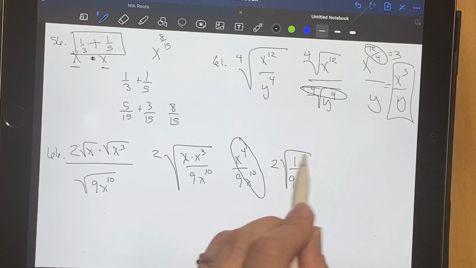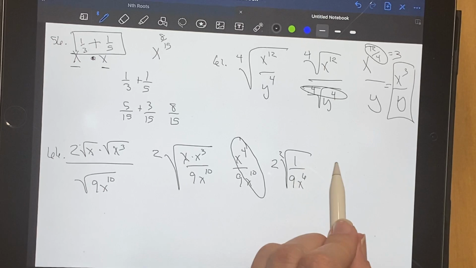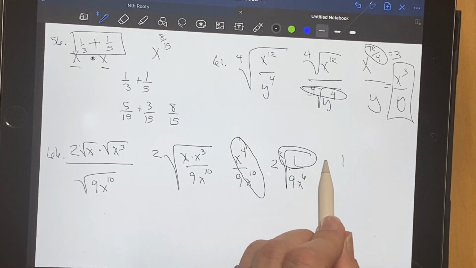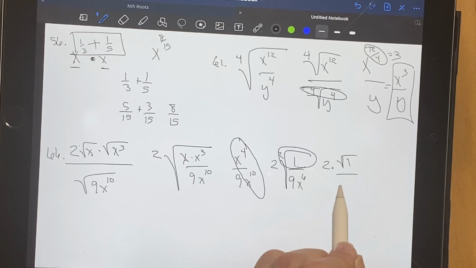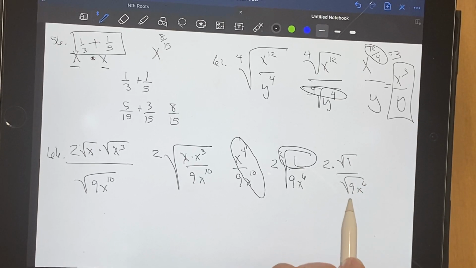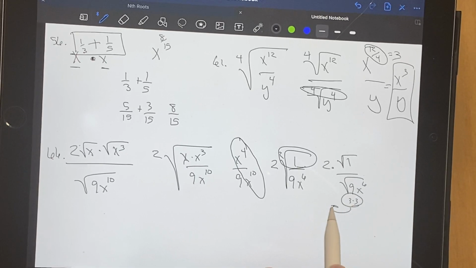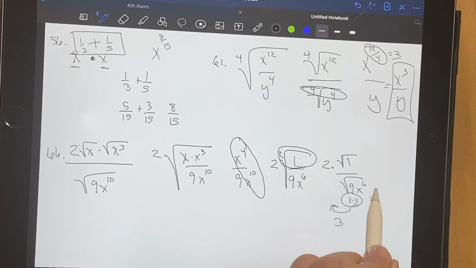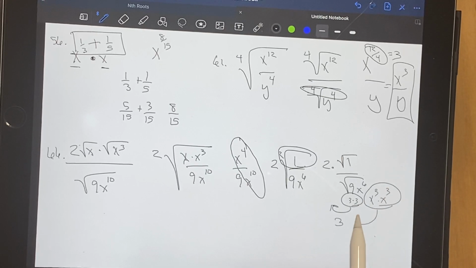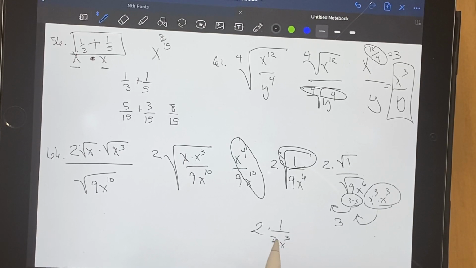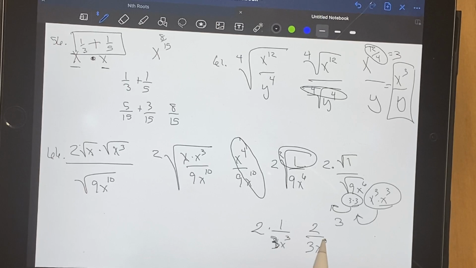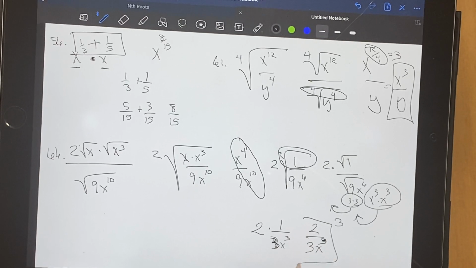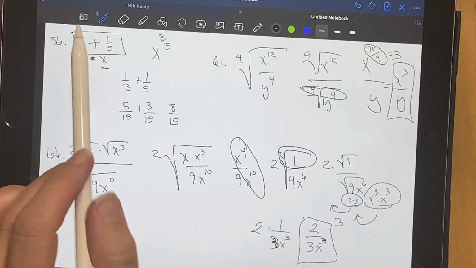I have this 2 and I'm taking the square root. Well, the square root of 1 is 1 for this section. So I've got this 2 out front, square root of 1, and I've got the square root of 9x to the 6th. 9 is 3 times 3. There's my 2, it comes out as a 3. x to the 6 is x cubed times x cubed. There's my 2, and it comes out, so I'd have 2 times 1 over 3x cubed. Oops, 3x cubed. So I have 2 over 3x cubed. All right, so just step by step working through those different parts.